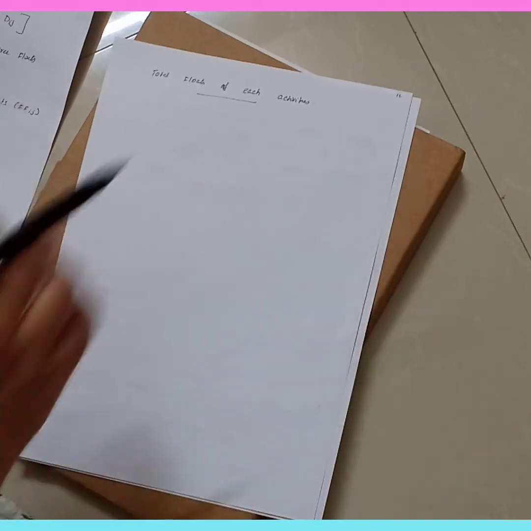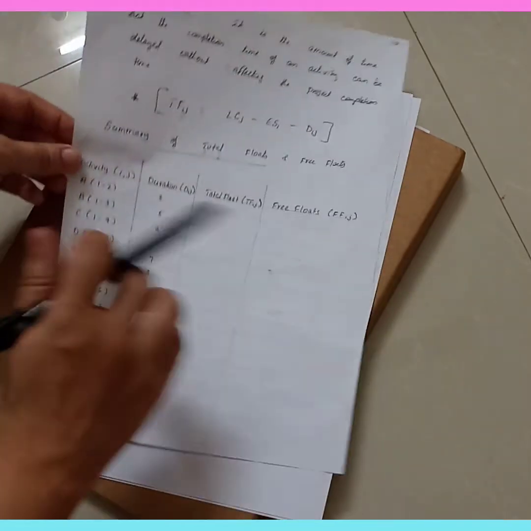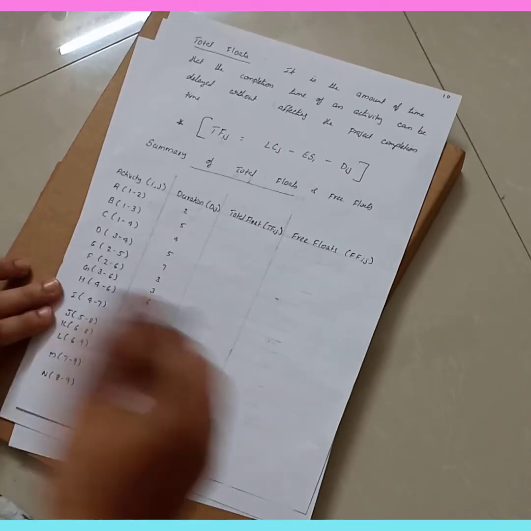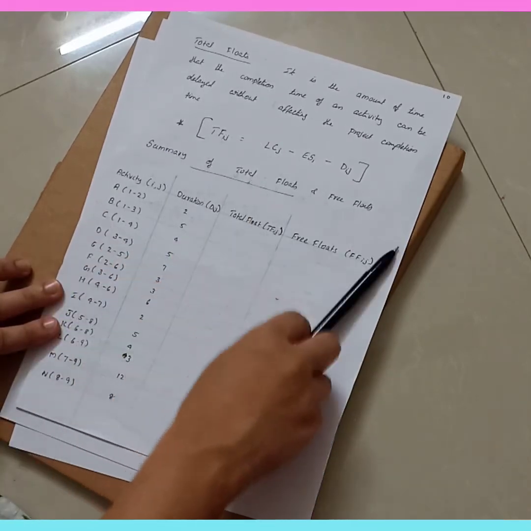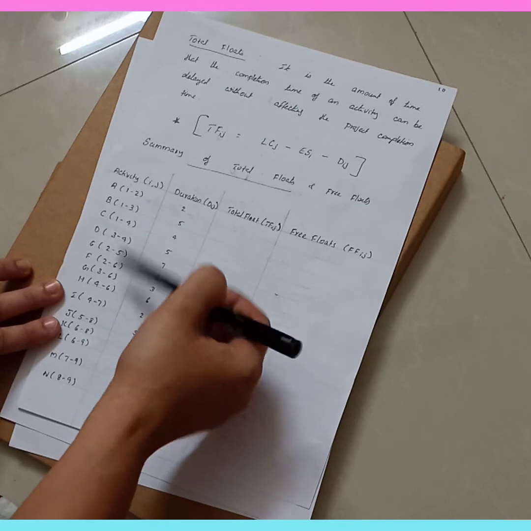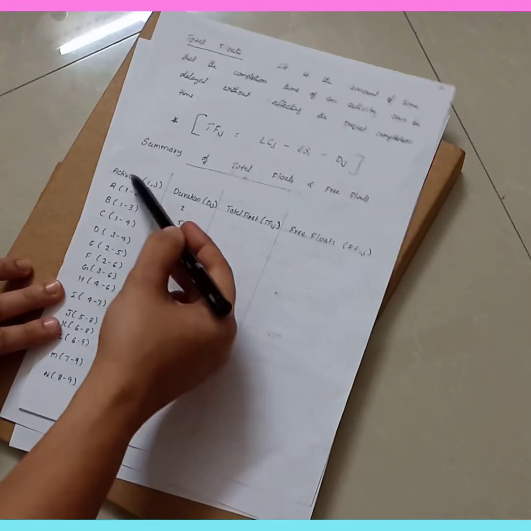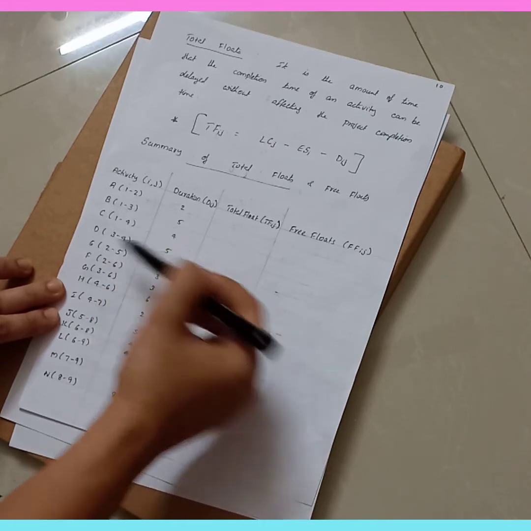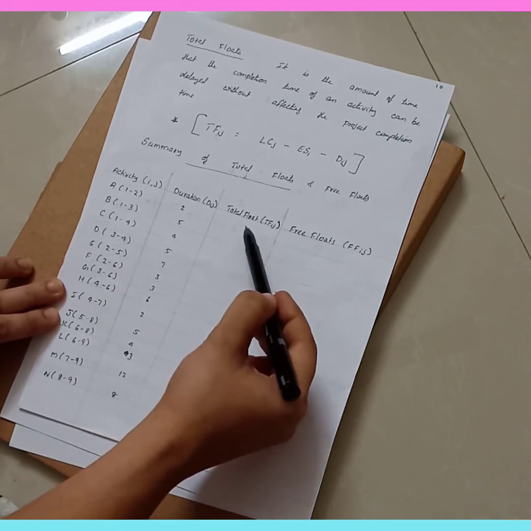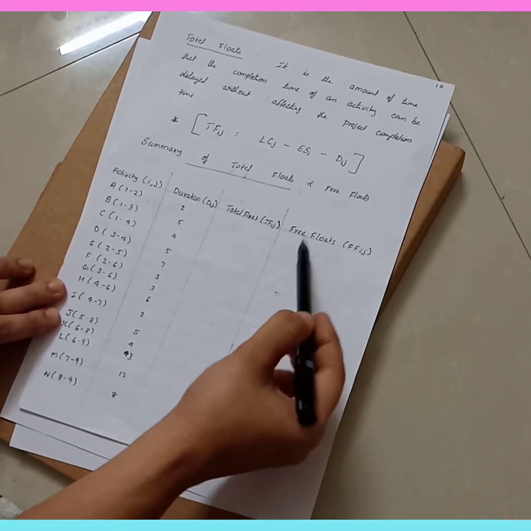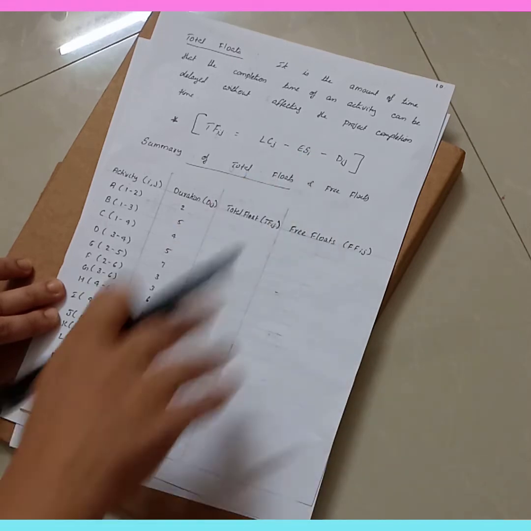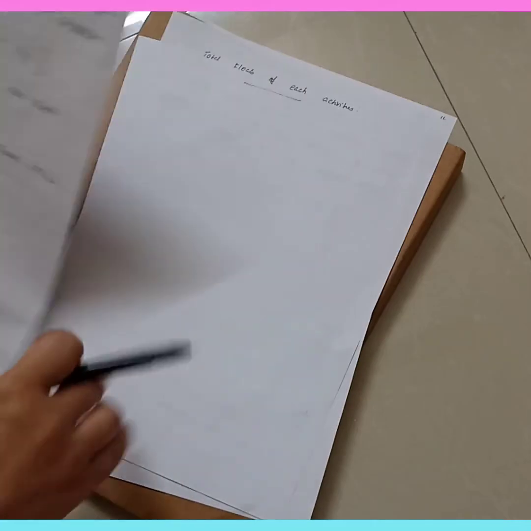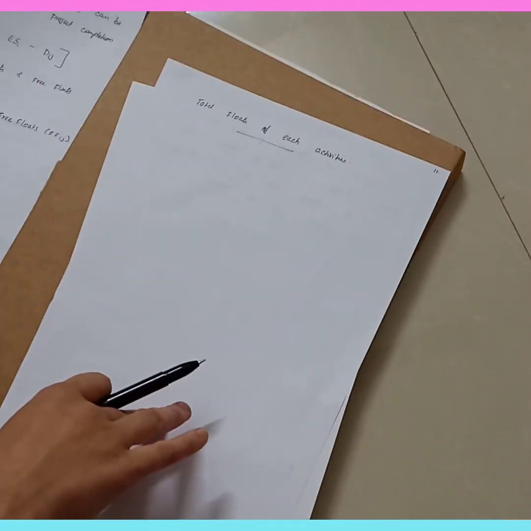Now, before calculating, we need to draw this table, that is the summary of total float and free float. So in this table you will have all the activities, that is A to N. Then you have the duration, which is already given in the question. These two things are given in the question. Then another column is for total float and the last column for the free float. So here you have to depict each and everything after computation. Now using this formula, let's calculate total float for each activity.